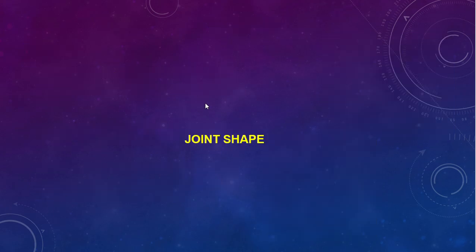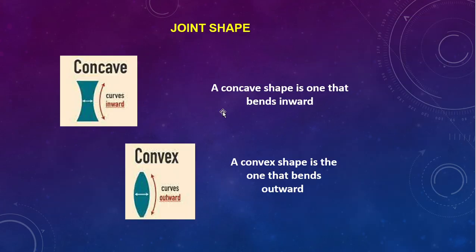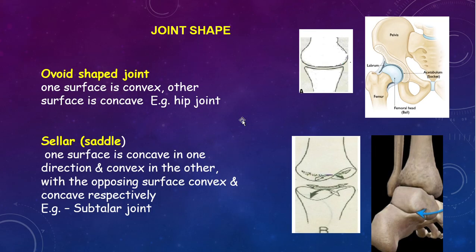Now, we're going to talk about joint shape as we are wrapping up. You've been taught in your IA levels or your physics that when an object curves inward, we say that's concave. When it curves outward, we say that's convex. That's also the way we have them in different joints in our body. If you look at the knee joint, for example, the femoral condyle is curved outward, that's convex, and the tibial condyle is curved inward, that's concave. The same thing applies to hip and shoulder joints. So when one end of a joint is convex and the other is concave, you call it an ovoid shaped joint.